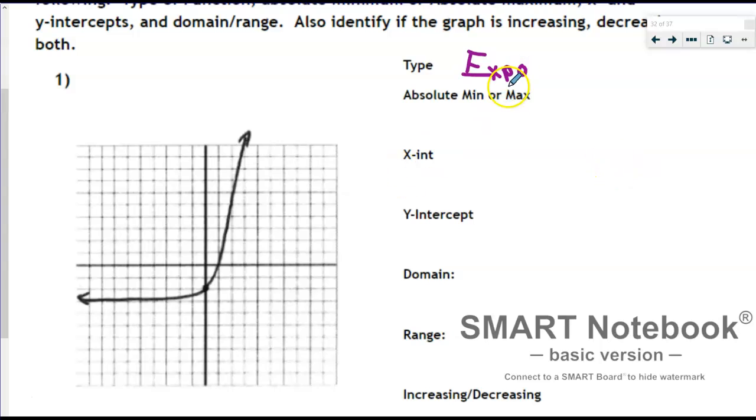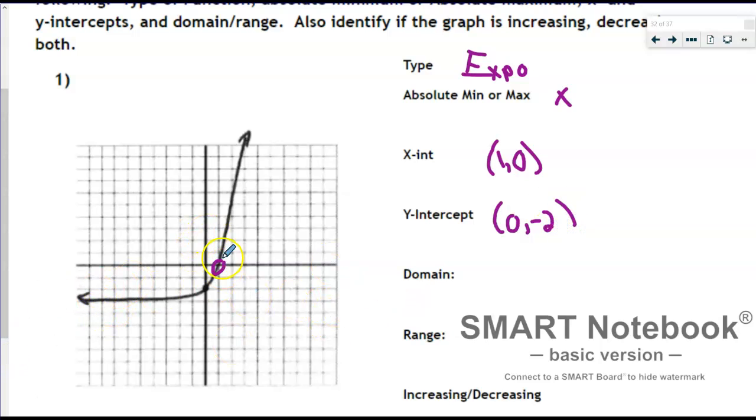Okay. Now, does this have an absolute min or a max? No, because it doesn't have a low point or a high point. Does it have an x-intercept? Yeah, it looks like it has one right there. We're going to call that (1, 0). And then y-intercept, it does have one of those too. That looks like it's at (0, -2).